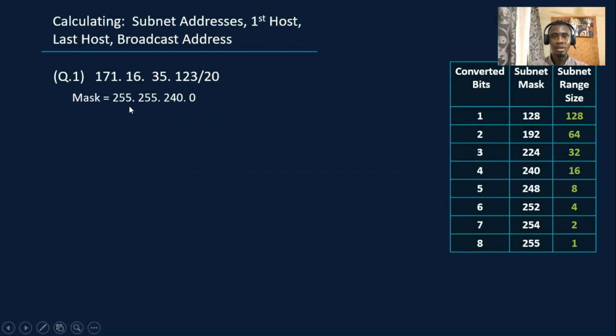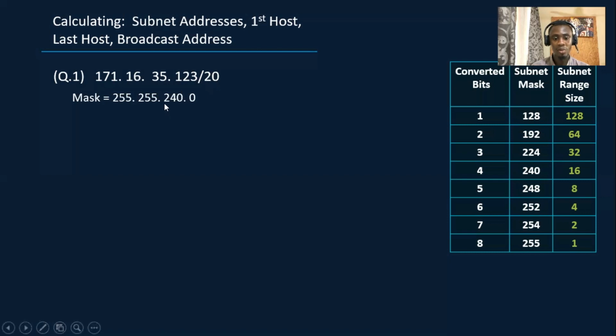So this is how the subnet mask will look: 255.255.240.0. And let me explain. So we said we have /20. So we all know 255 means we have 8 bits of ones. So the first octet will be 8, the second will be 8, and that will give you 16. So we have 4 more to reach 20.